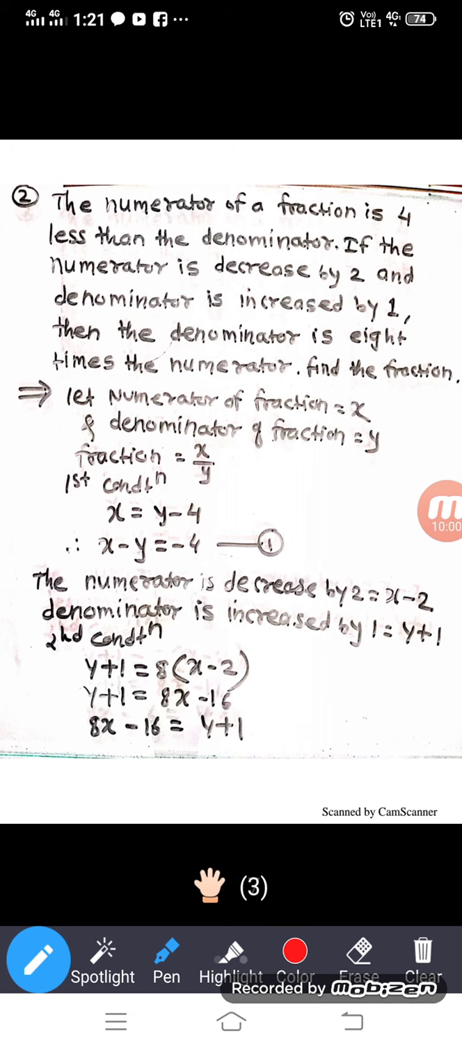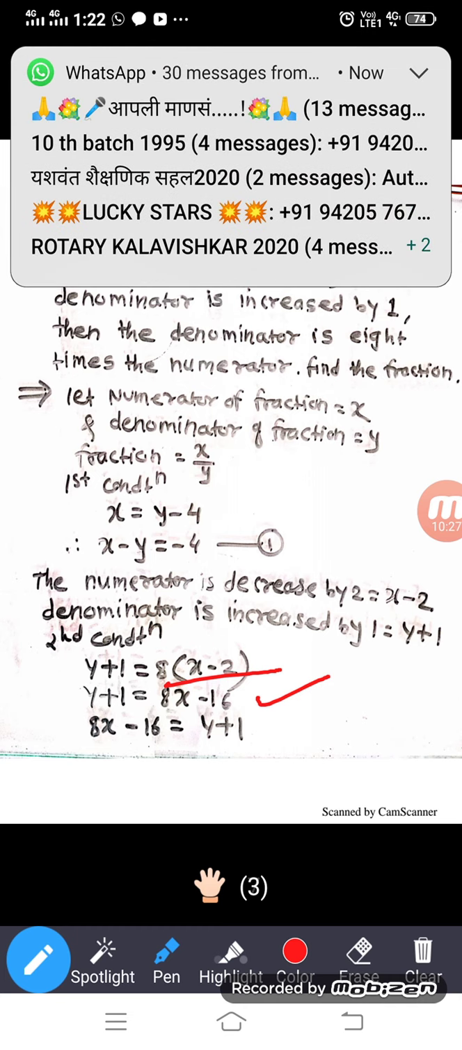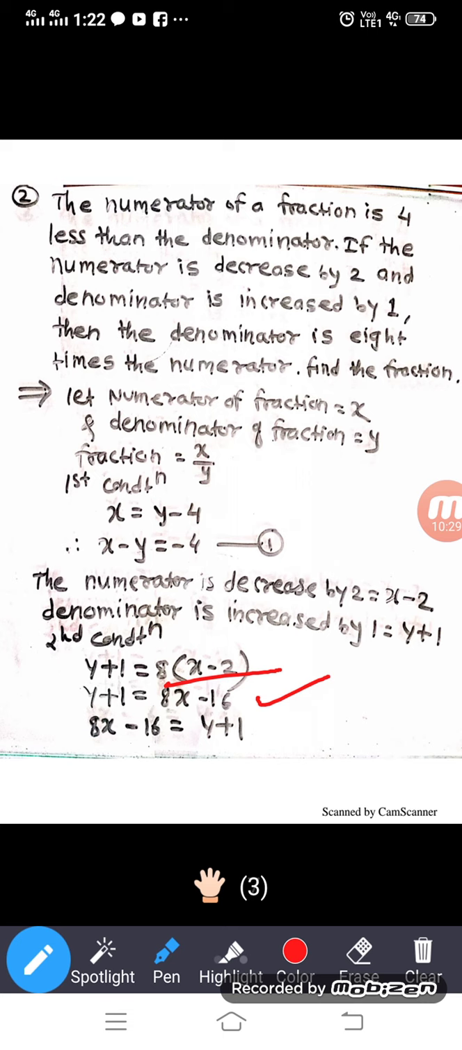Then the condition is the denominator is 8 times the numerator. Denominator is y plus 1. This is equal to 8 times the numerator, 8 multiplied by x minus 2. This is the numerator. Then 8 multiplied in a bracket, we get y plus 1 is equal to 8x minus 16. We can write 8x minus 16 is equal to y plus 1.